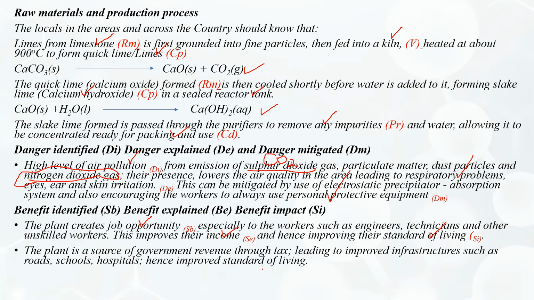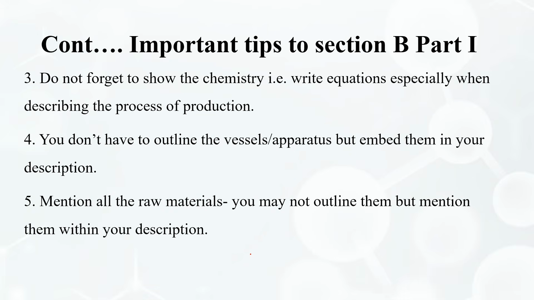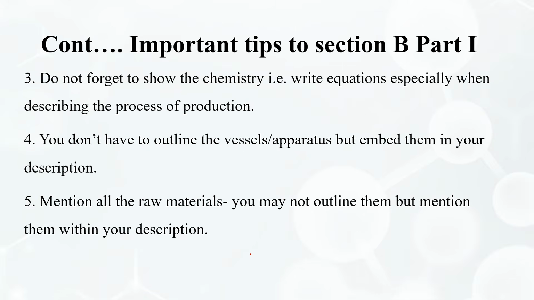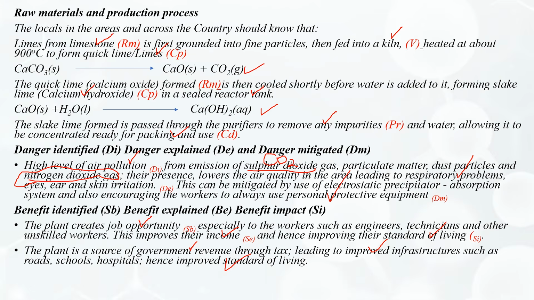Then you can have source of government revenue. Source of government revenue, that is a benefit, effect, infrastructure, and then improved standards of living. But as you said, we just need only 1 point and we get all the scores. So please make sure that you practice the remaining parts, especially these other ones that we've talked about: sulfuric acid, the extraction of metals, chlorine, sodium hydroxide. Let's practice them, since today we have been able to talk about the lime.